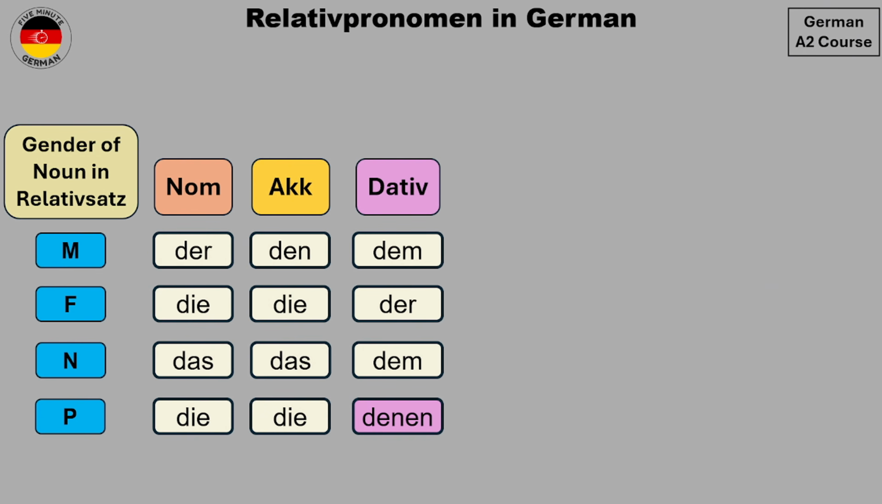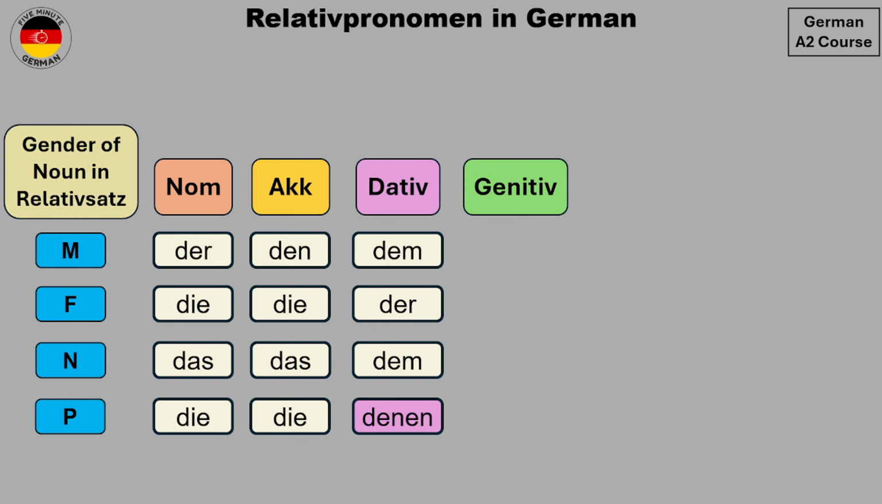Now let's take a look at the last case for relative pronouns, which is the genitive case. Now relative pronouns in genitive is usually a topic for B1, but I have included it over here in A2 because it is not very difficult and follows the same structure as we have seen for the other cases of relative pronouns. So that's why we will take a look at it right now.